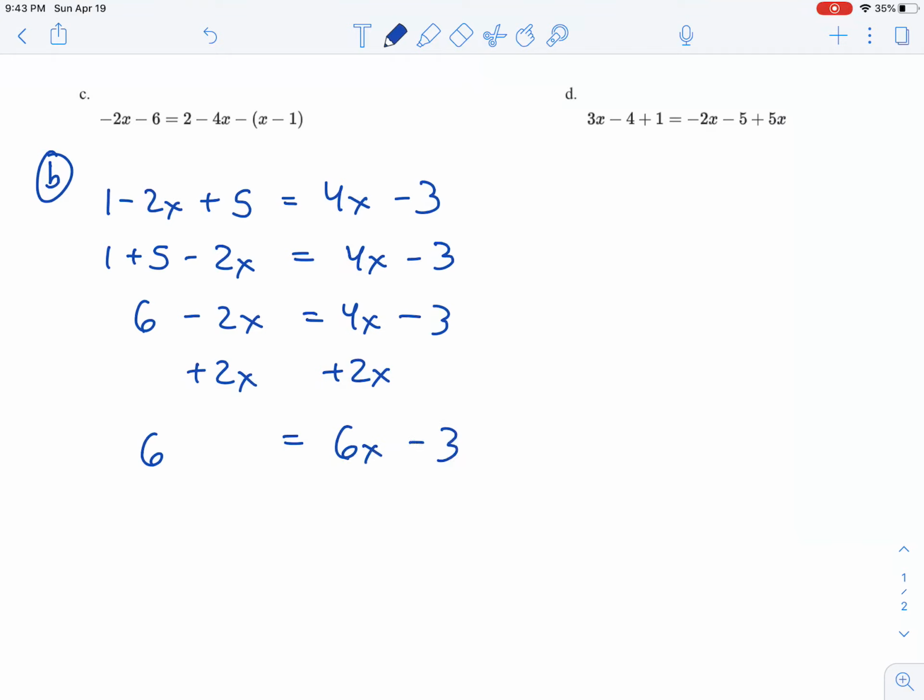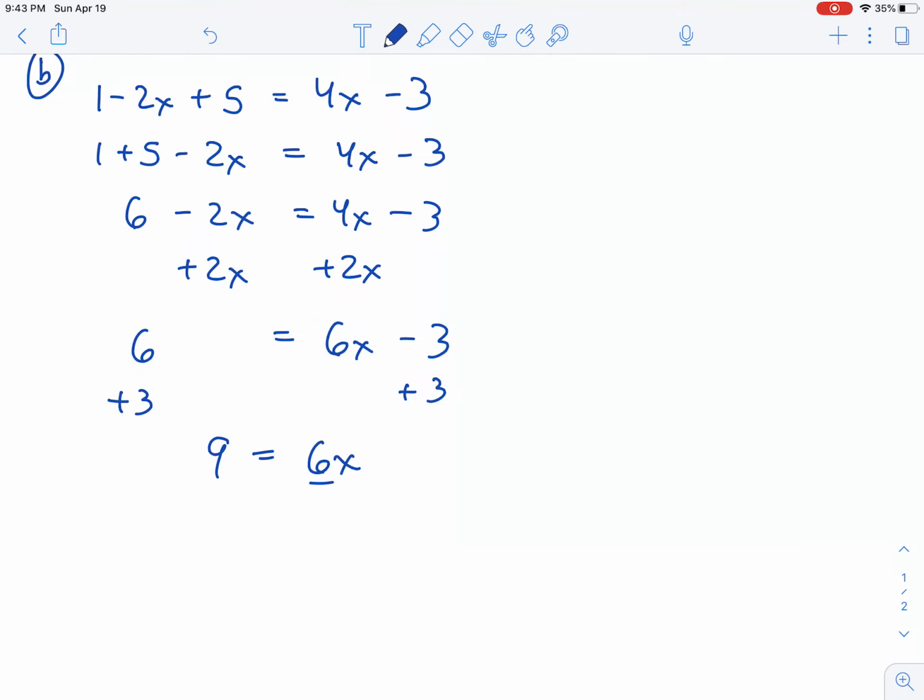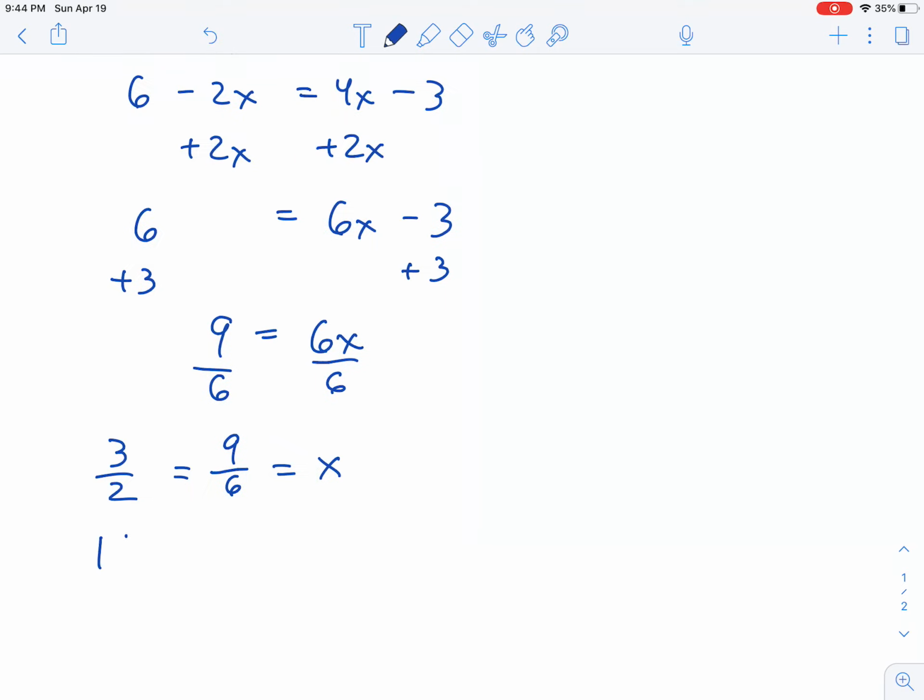Now I've got to move that minus 3 away from the x term, so I'm going to add 3 to both sides to get 9 is equal to 6x. Dividing both sides by 6, we get 9/6 is equal to x, which of course is the same thing as 3/2, which you could choose to write as 1.5 if you like. Doesn't really matter. Any of those 4 ways of writing the answer is just fine.